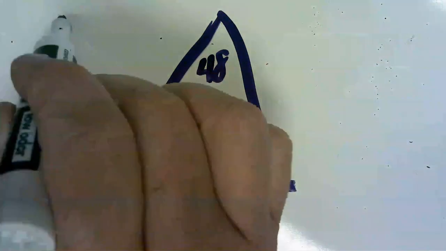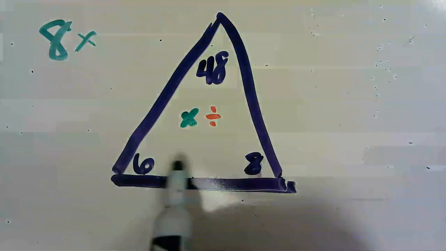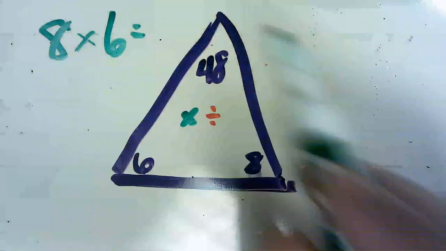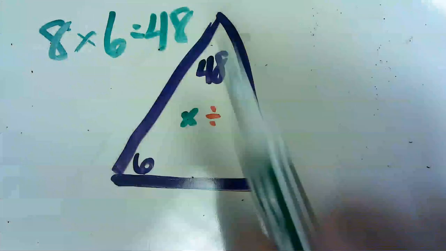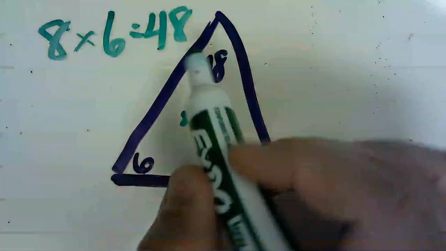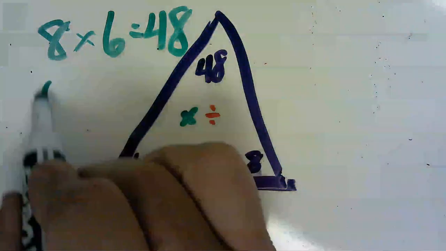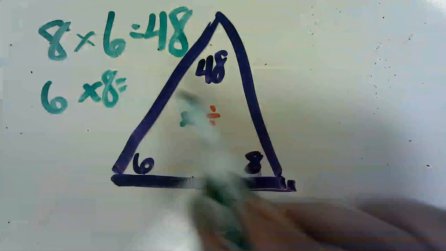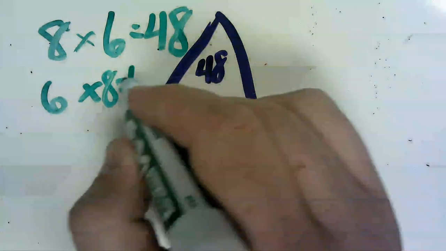All right, so I've got 8, and I'm going to times that by, I slide across the bottom, 8 times 6 equals, oh, look at that, 48. 8 times 6 equals 48. All right. Now I'm going to start over here. So 6 times 8 equals 48.